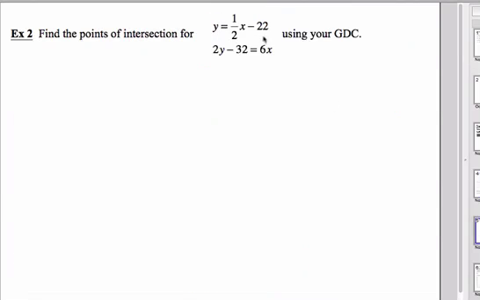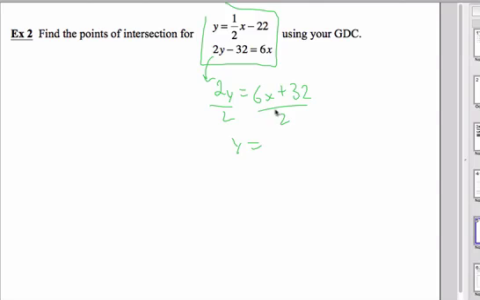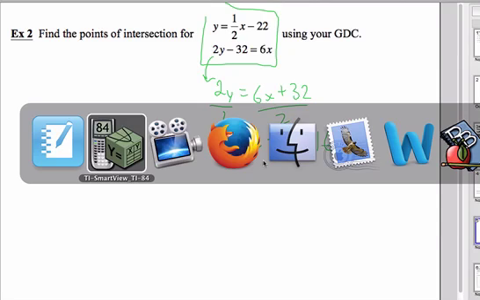So let's take a look at another example. We're going to find the points of intersection here using our GDC. The first one's in slope-intercept form. The second one, we're going to change to slope-intercept form. For y equals, I'm going to add 32 to both sides, so 6x plus 32, divide by 2. Everything gets divided by 2, so we have 3x, and this gets divided by 2, we get 16. So that's what I type into my calculator.